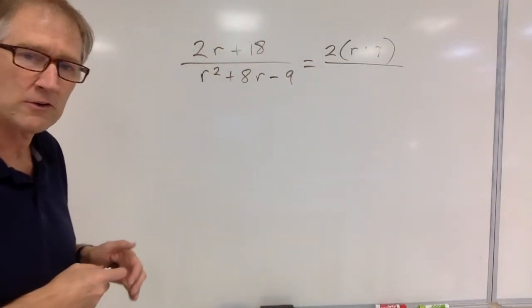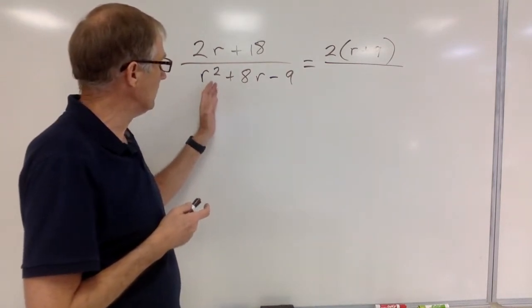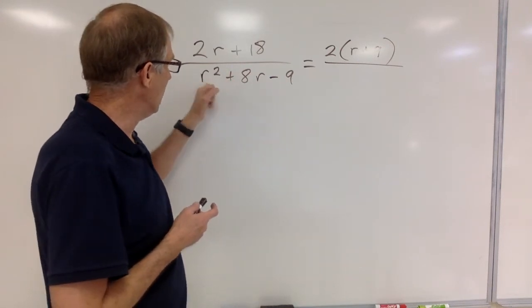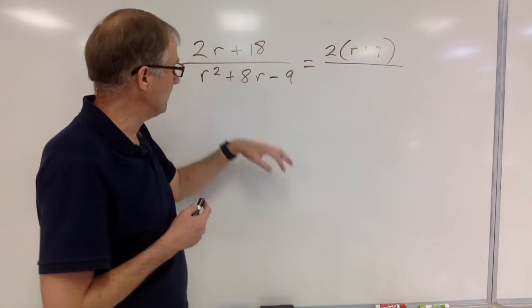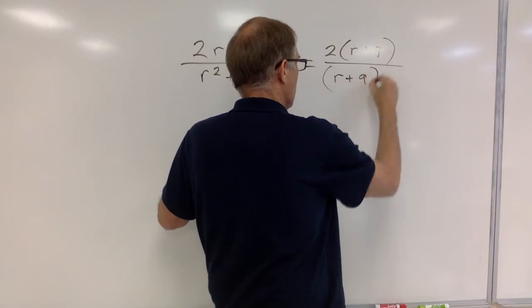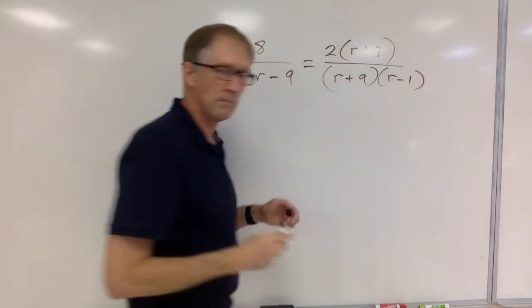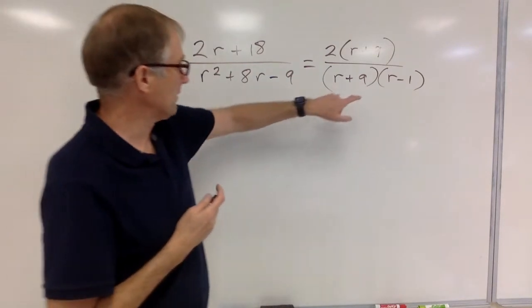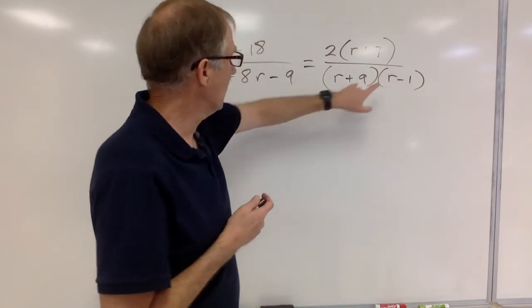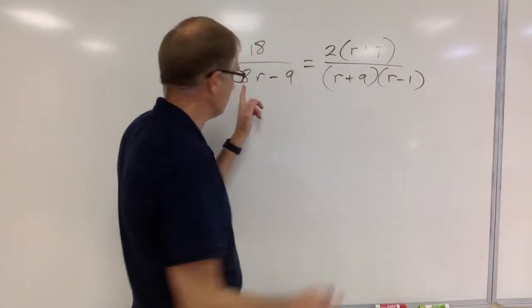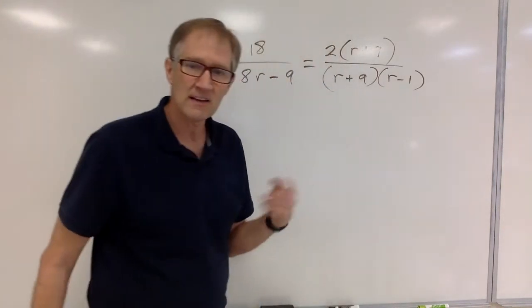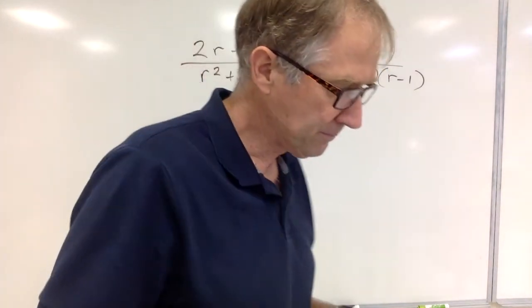This is also factorable. This can factor into r plus 9, because this is positive, so it's plus 9, and minus 1. R plus 9 and r minus 1. It doesn't matter what order you put that in. Just double check that that's true. r times r is r squared. 9 times negative 1 is negative 9. Plus 9r minus r is plus 8r. So that does work.